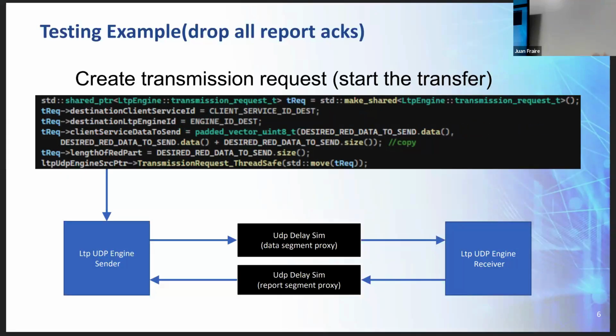The next thing that's going to happen is in our testing framework, we're going to start a transmission request on the UDP sender. In this example, we're going to give it fully red data, which is fully reliable data, to the sender, and say, hey, send this to the receiver, and the sender is going to take ownership of the transmission request and the memory associated with it.